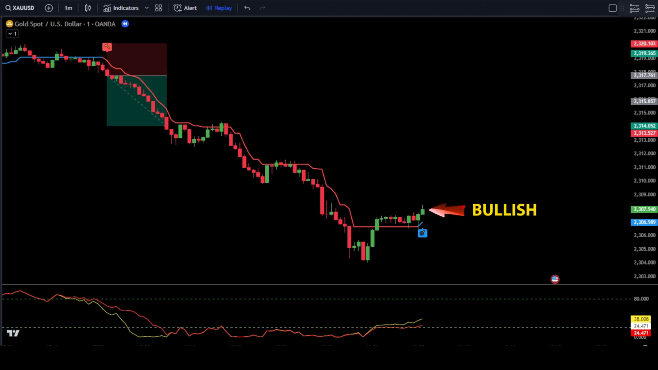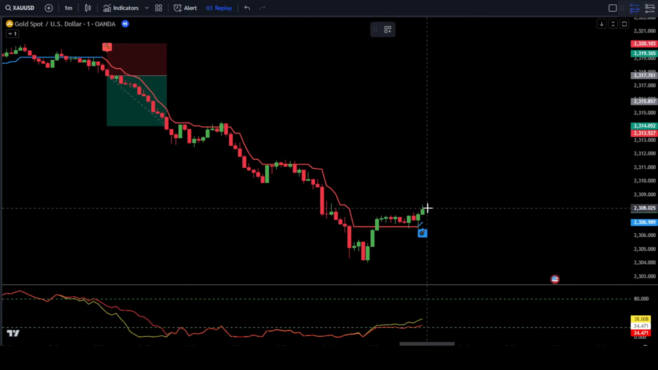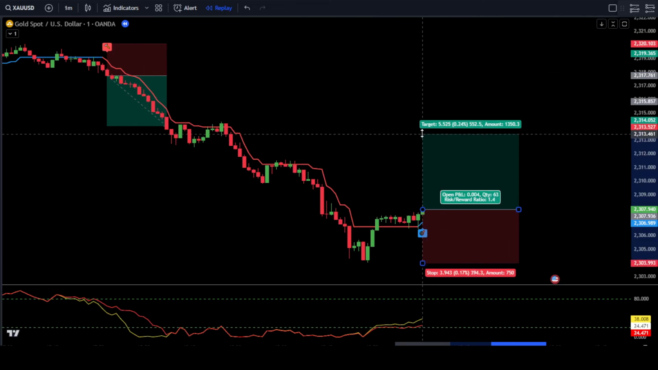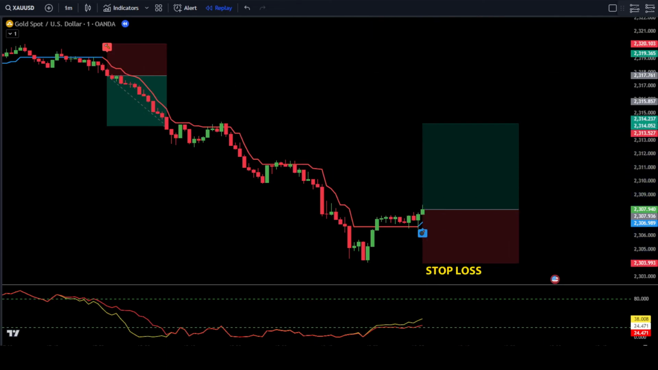As confirmation, ensure that the candlestick formed is a bullish candlestick. If all conditions are met, you can place a buy order after the bullish candlestick closes. Place a stop loss at the last swing low. Use a take profit target with a risk to reward ratio of 1 to 1.5.